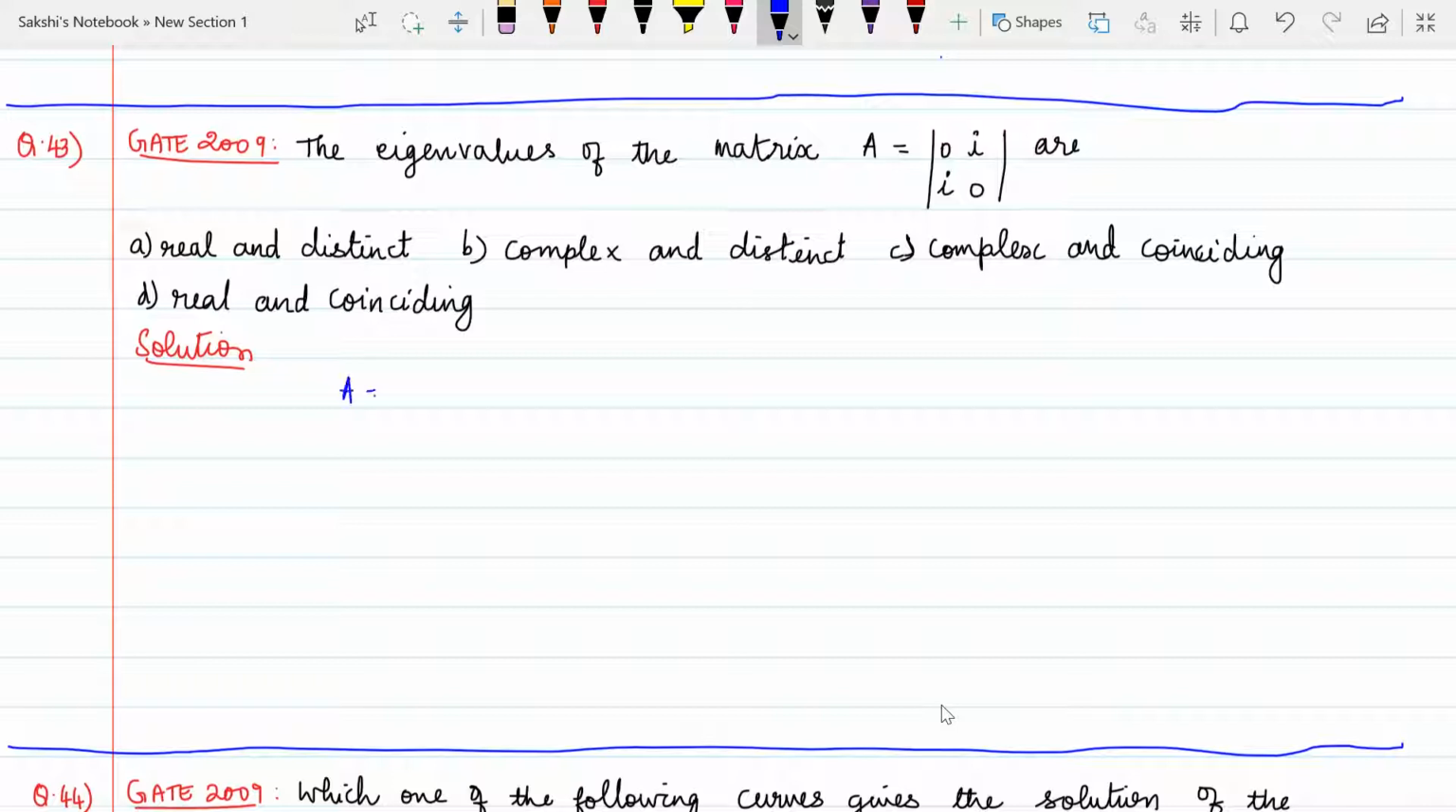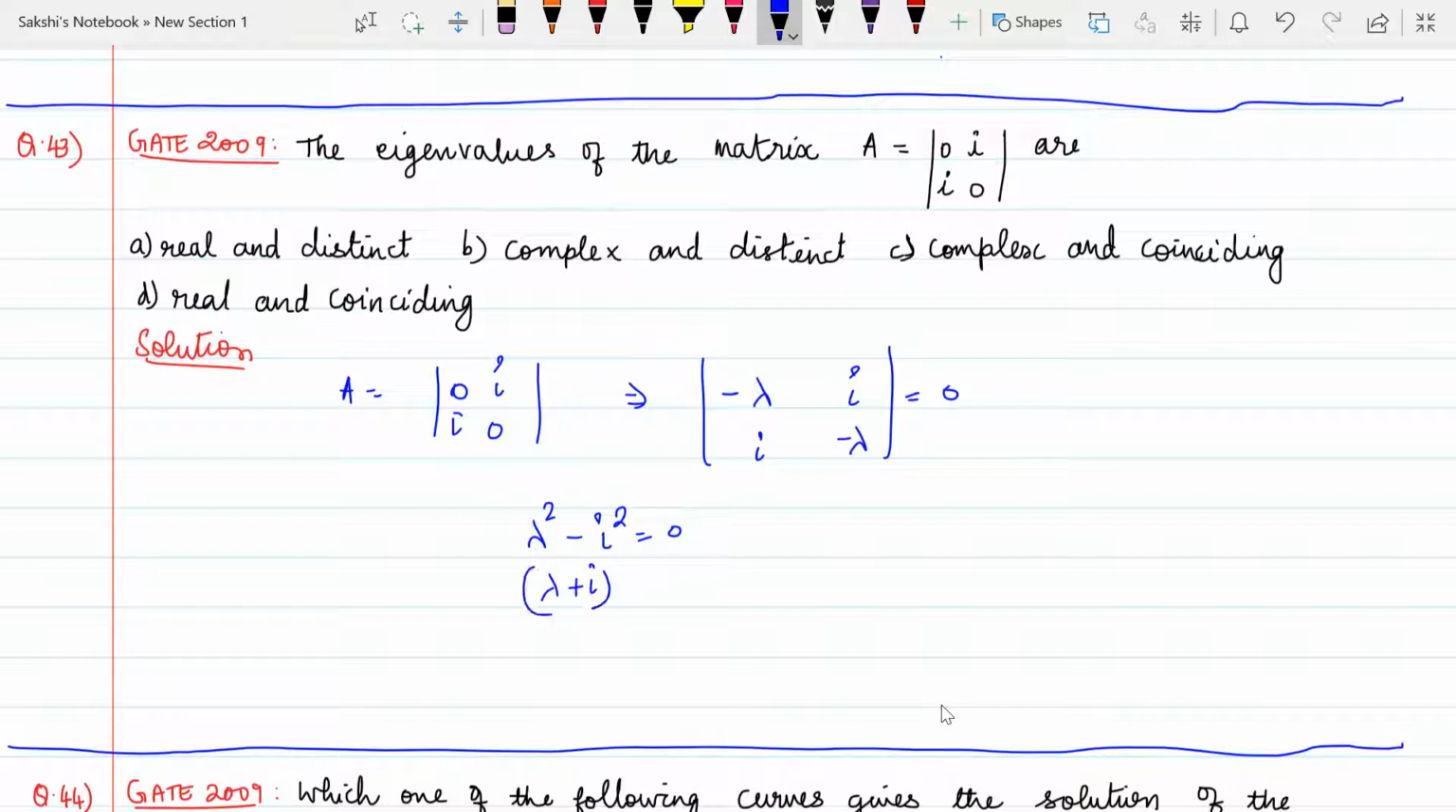In case of this matrix, A is equal to 0 i, and so on. I'm just going to use the characteristic equation over here, which is the determinant of A minus lambda I, which should be equal to 0. So lambda square minus i square will be equal to 0. So (lambda plus i)(lambda minus i) equal to 0. So lambda will be plus or minus i. If you see, the eigenvalues are complex and distinct. They are not the same.